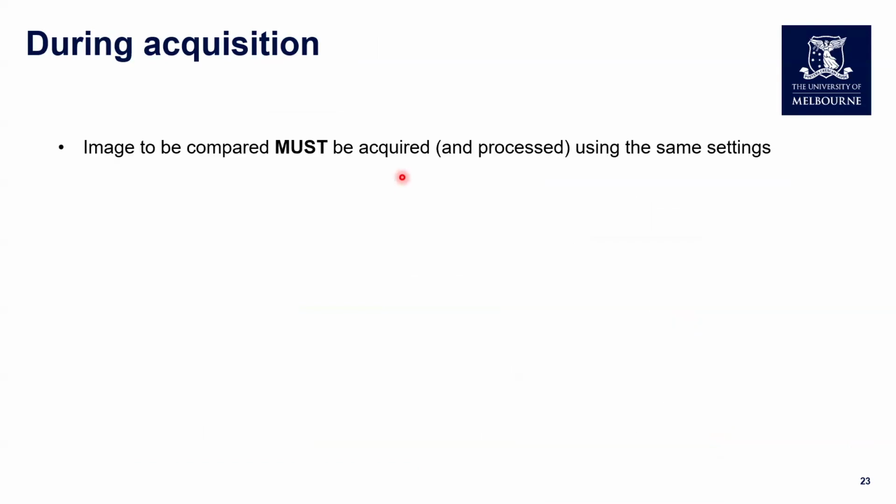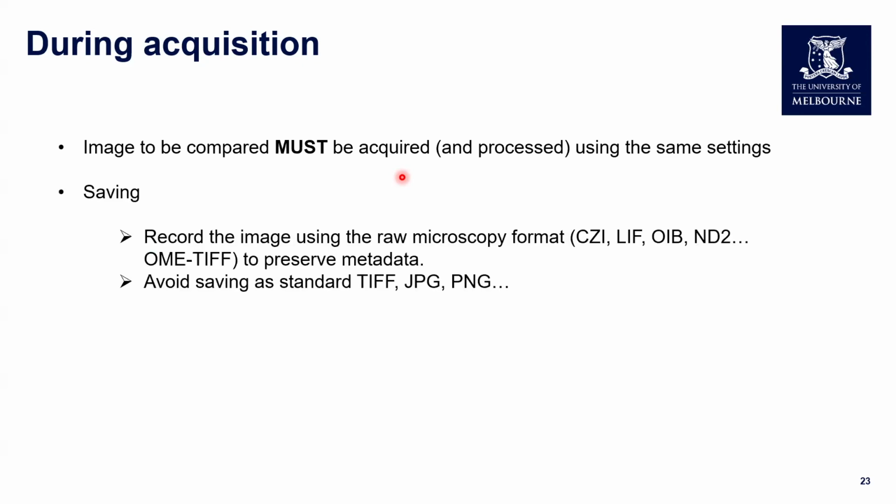A couple of other things to remember during acquisitions: first, of course, all the images we are going to compare should be acquired and also processed using the same settings. And when you save the images, always save as a raw microscopy format or even OME TIFF to preserve metadata, which is very important in bioimage analysis. We should avoid saving as a standard image format such as TIFF, JPEG, PNG.